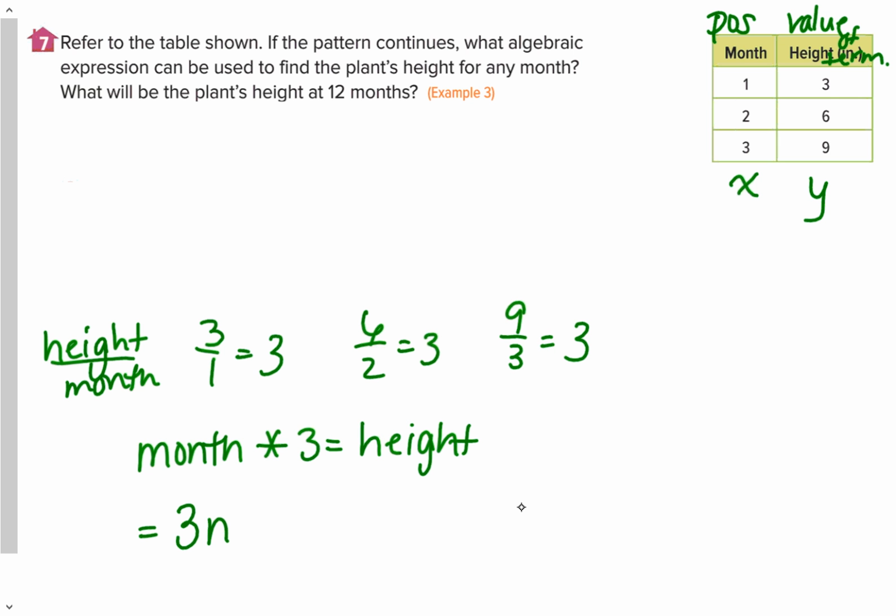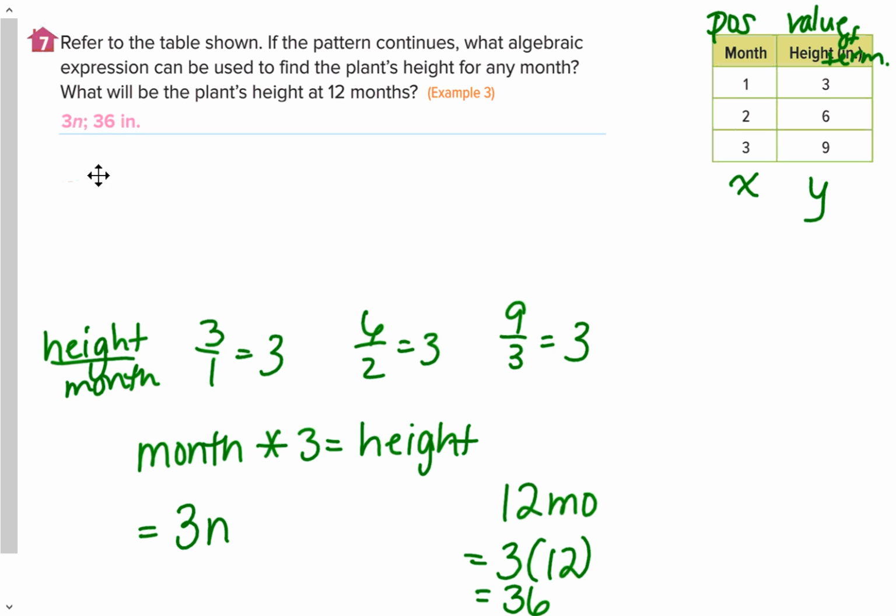And then if we wanted to find out for 12 months, it would be 3 times 12, and that would equal 36. So our answer is 3n, and then it equals 36 inches.